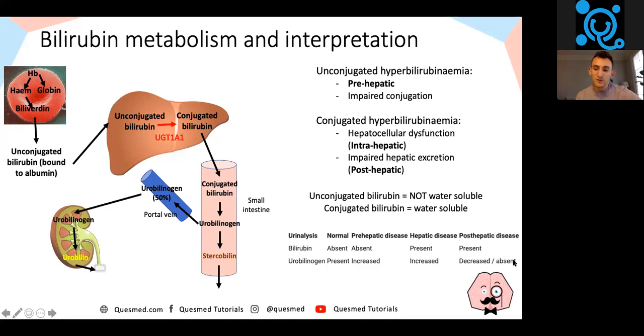So that means with post-hepatic disease, where you have a blockage between the liver and the small intestine, so a gallstone, you see no urobilinogen, no stercobilin, which means you have pale stool, but you have lots and lots of conjugated bilirubin, which is water soluble, getting into the kidney, being excreted in the urine, and then you get dark urine. So if someone's got high bilirubin, dark urine, pale stool, then you know they've got some sort of obstructive disease here. So something obstructing the biliary tree. So that's bilirubin metabolism.